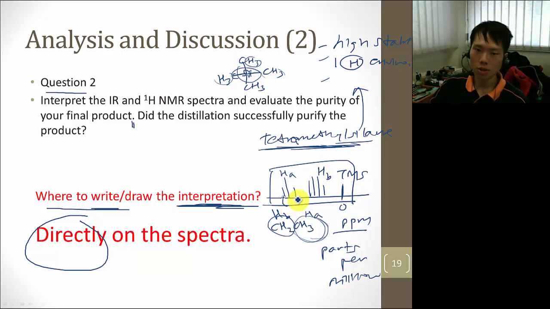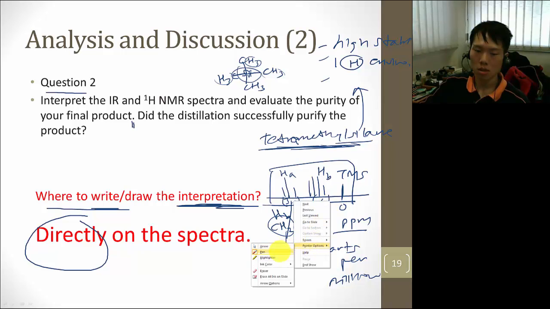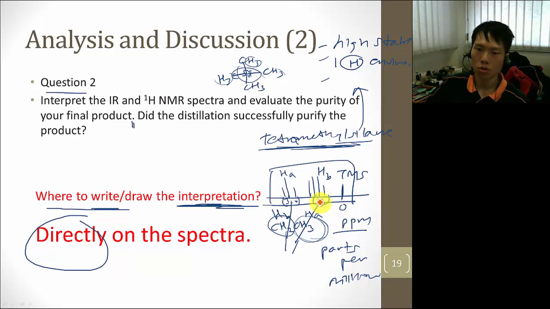You also have to look at the integration, and this represents the amount of protons in that environment. So if this is HA, then you should see maybe 3.00, and maybe this is 2.00. So the ratio is 3:2. It could also be 6:4, or any other numbers, as long as when you take the ratio between these two peaks, you get 3:2. I'm just saying this as an example.